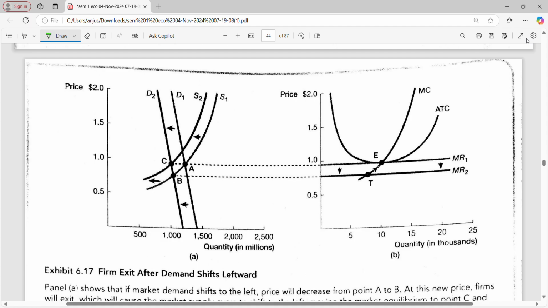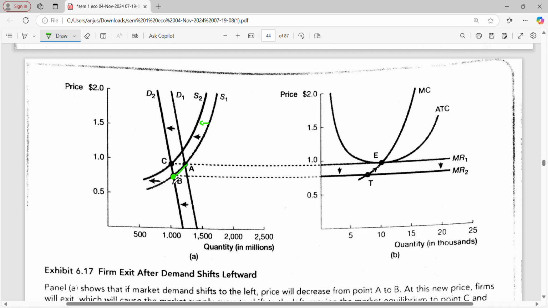When a firm has more cost of production than revenue, the firm will exit. So this exit of firms will cause less quantity of products in the market. That is, the supply is decreased now with the exit of firms. From S1, now it is at S2. That is a leftward shift. The price will also decrease from A to B. Initially the price will decrease from A to B. So it is at this price B.